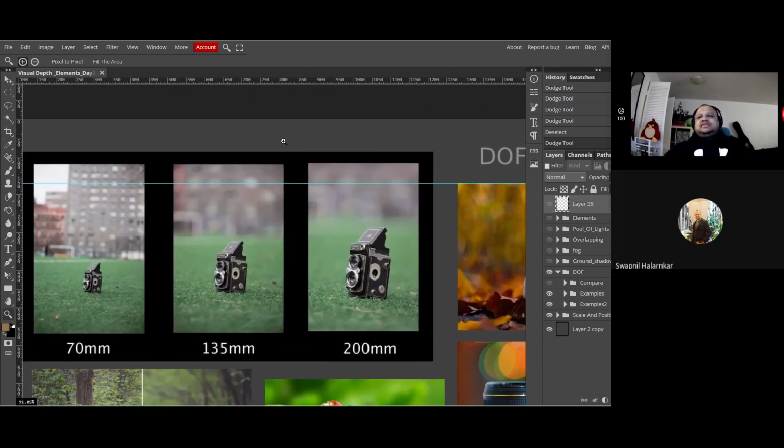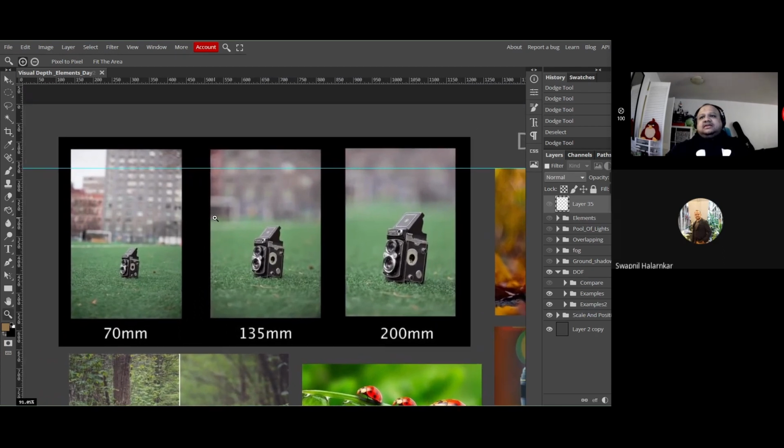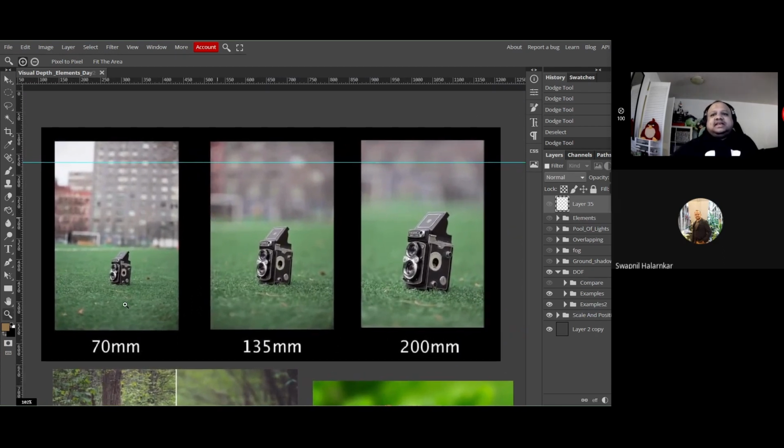Okay, so here we can see there are different lenses which have been used: 70 mm, 135 mm, and 200 mm. So there are different depths of field happening here. 70 mm has more depth of field. So what is depth of field? It is the amount of area it can cover without defocusing. So this has a deep depth of field, and this one has a shallow depth of field.